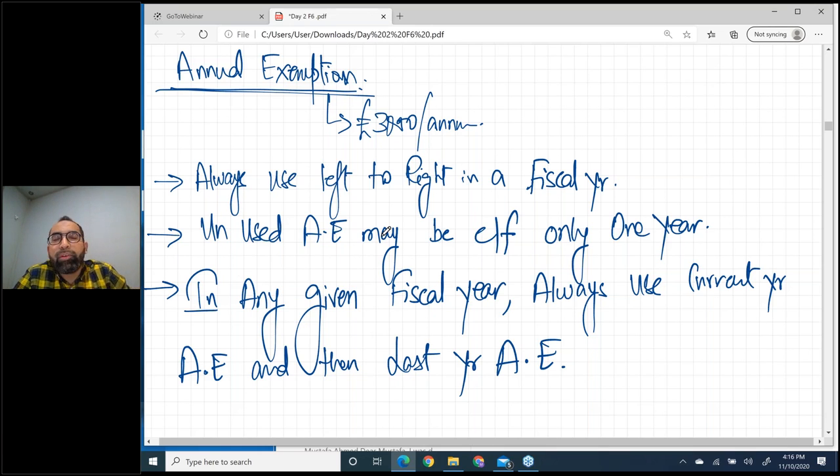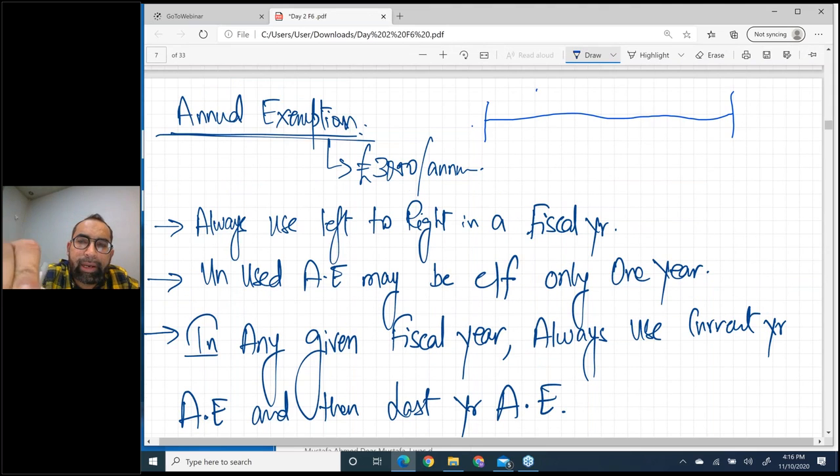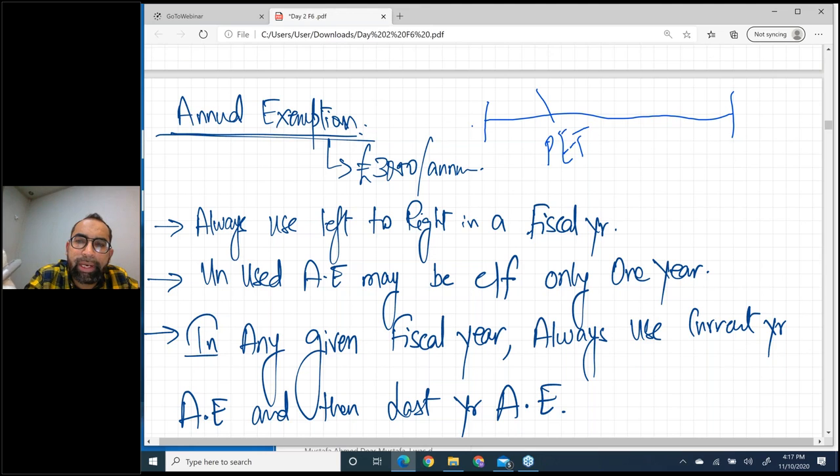Okay. Now, the first rule, it's 3,000 per annum, right? For example, there is a fiscal year and there are two gifts in that fiscal year. One is PET and the other is CLT. First you did PET and then the other one is CLT. Now, sir, how are we going to use this annual exemption for this fiscal year? The rules are very strict. Sorry, it's tax, you have to follow.